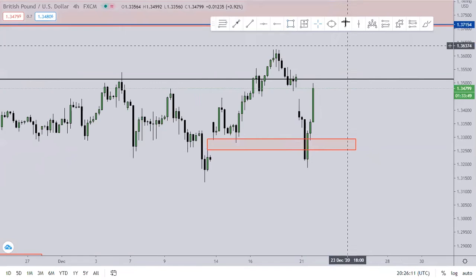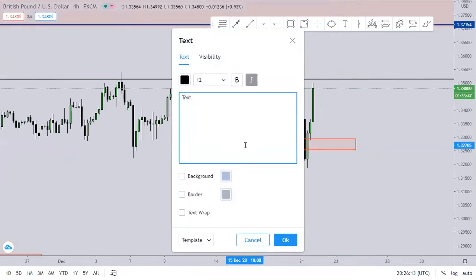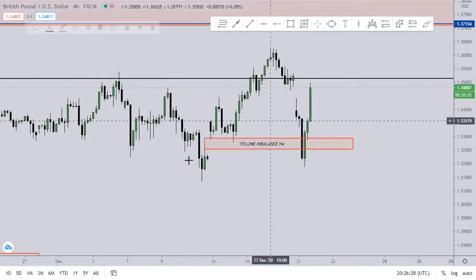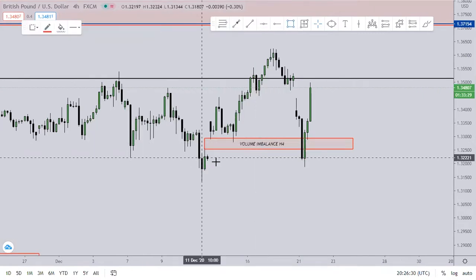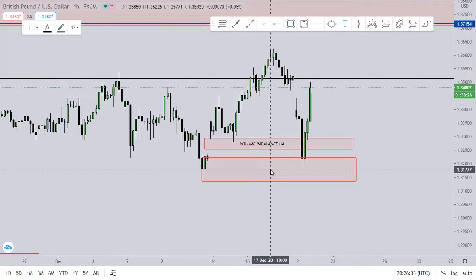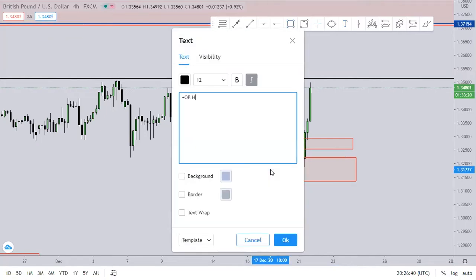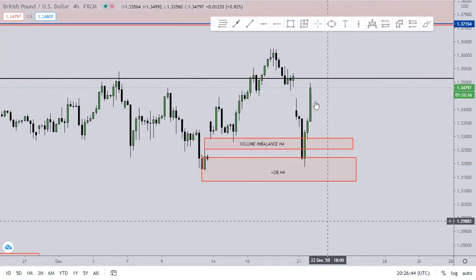So let's write our notations. Volume imbalance on the 4-hour time frame. What did they do afterwards? Traded right into this bullish order block. So that's a bullish order block on the 4-hour time frame. So you see, then they went up.